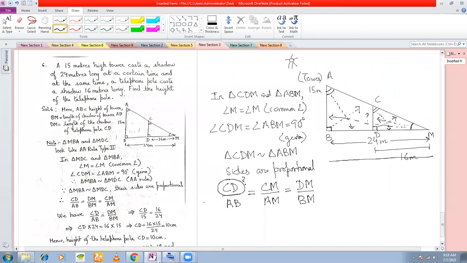We are going to find out what lengths are given. AB, the height of the tower, is given to you. The length of CM is not given, neither is the length of AM given. So these two are not given to you, CM by AM. Is DM given? Yes, DM is given. DM is the shadow of the telephone pole, which is given to you. BM is the shadow of the tower. This is given. That means we need to take the first and the third equality to find out the value of CD.